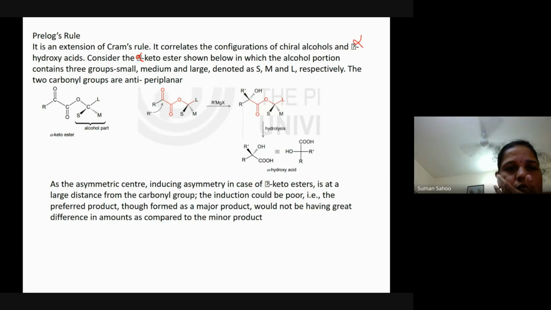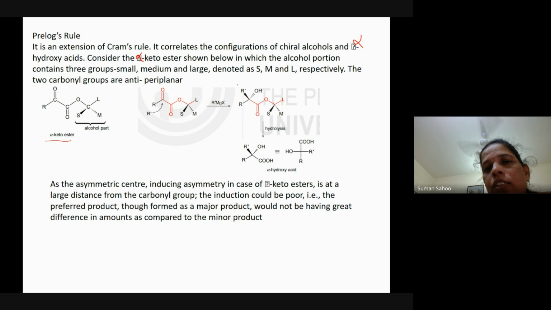So suppose you just take this alpha keto ester, it has an alcohol part where that is your chiral alcohol. This chiral alcohol has a smaller group, medium size group, and large size group. When it is treated with Grignard reagent, it will attack from the side of your smaller group, and you see your smaller group is in a solid wedge.